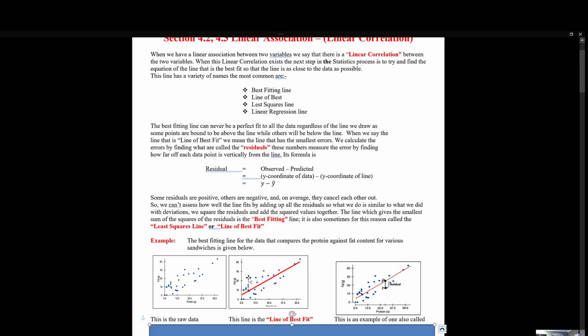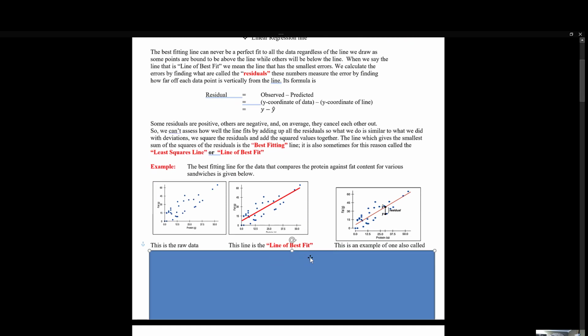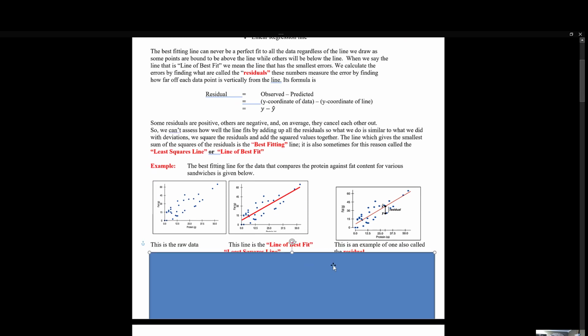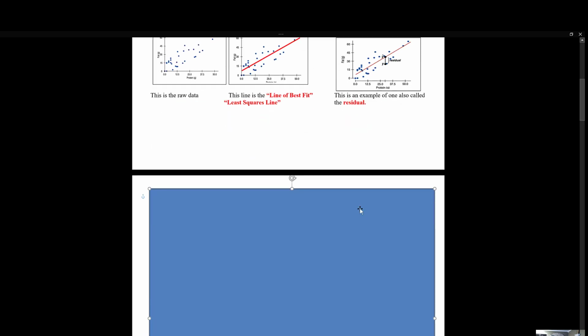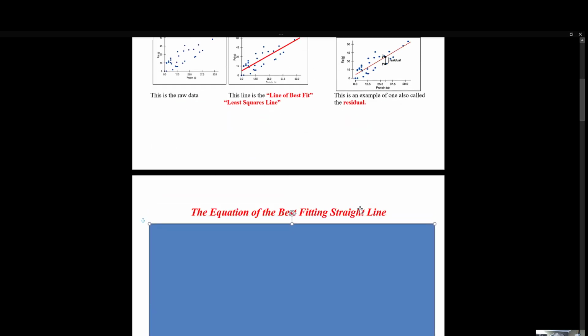You imagine a point that was here, and then the next one was the same distance but below it. Third point was up here, the fourth one was lower. They could eventually cancel each other out. So what they in fact do is they take all the residuals and they square them and they add them up and they try to find which line would generate the smallest total of the squares of the residuals. So that's the theory about how that particular best fitting straight line comes about.